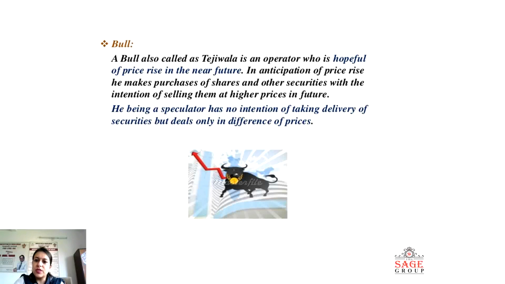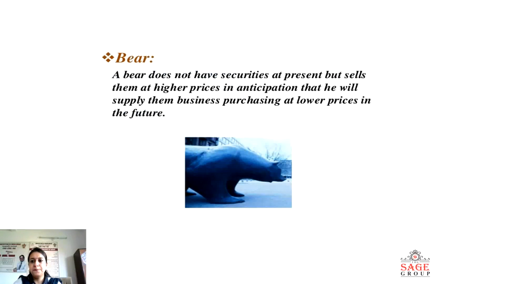So a bull is also a speculator, but when the market is called a bullish market, there is a trend of increasing share prices, or an expectation of an increase in share prices in the near future. Bear is just the opposite of bull.